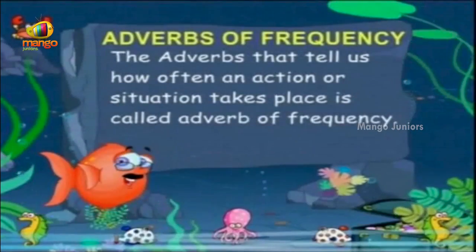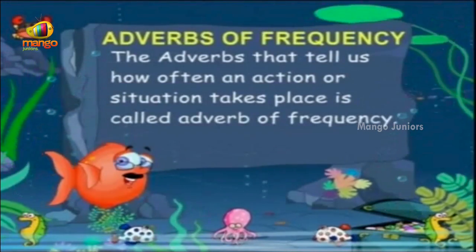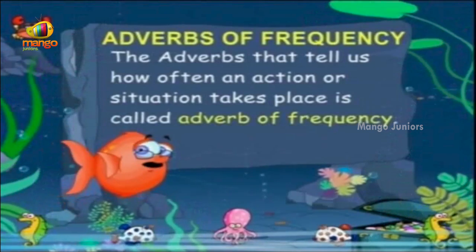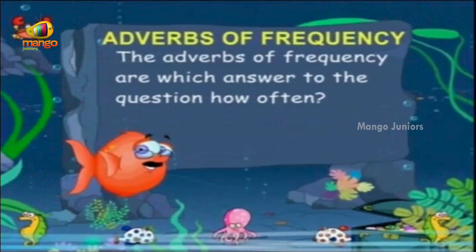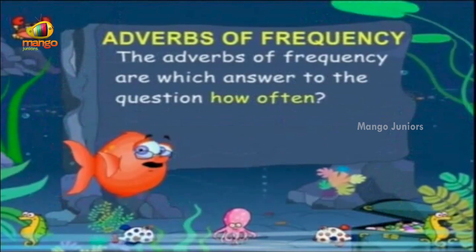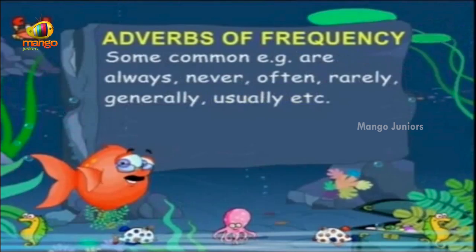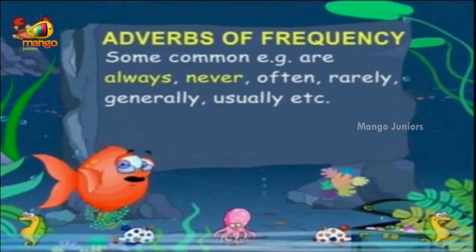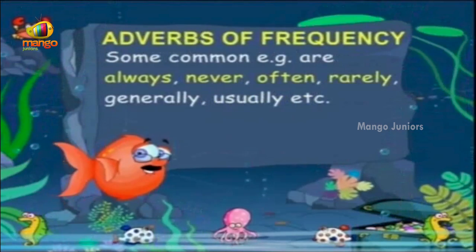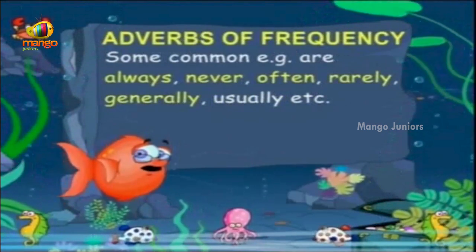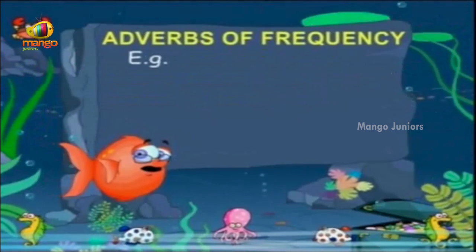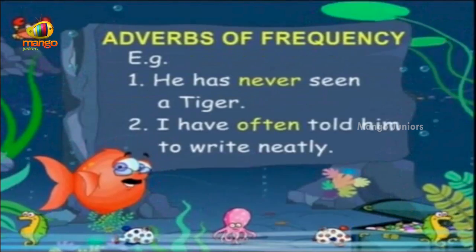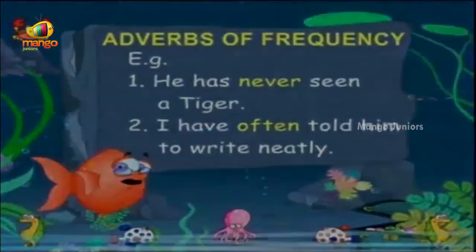The adverb that tells us how often an action or situation takes place is called adverb of frequency. The adverbs of frequency answer the question how often. Some common examples are always, never, often, rarely, generally, usually. Example, he has never seen a tiger. I have often told him to write neatly.